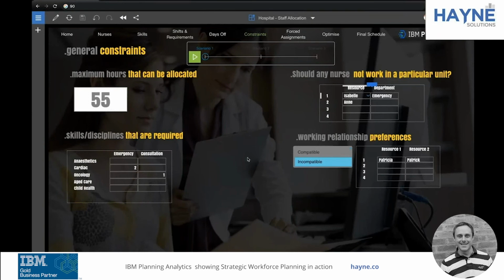And on the bottom right, we can set the working relationship preferences. So this is where we try to bring the human aspect of allocating nurses to different departments. So certain nurses may like to work with each other, and others may either not like working with each other or may work together less effectively. So what we're trying to do in this part is try to make sure our teams are happy when we run our strategic workforce planning model.